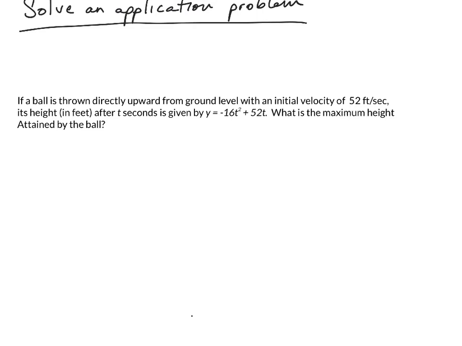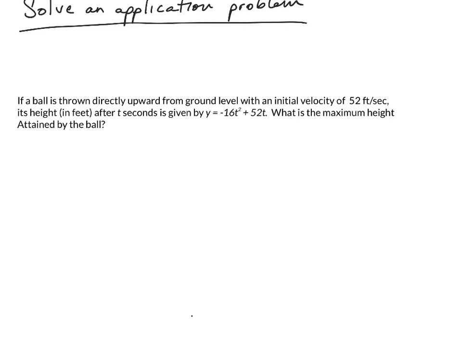And then it's thrown with initial velocity of 52 feet per second. So if we wanted to find the height of the ball after 1 second, we would just place a t equals 1. If we wanted to find the height of the ball after 5 seconds, we would just place a t equals 5. Question here is, what's the maximum height obtained by the ball?